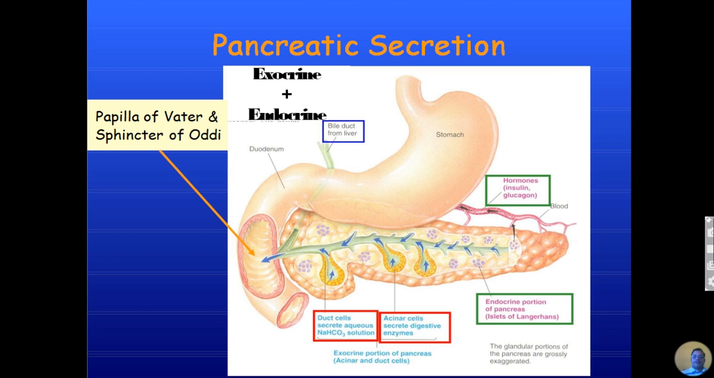So hormones are liberated from the endocrine portion, which is the islets of Langerhans, coming from the beta cells and alpha cells. Pancreatic secretion virtually drains into the duodenum. The alkaline secretion has two parts: the acinar cells, which secrete purely digestive enzymes, and the ductal epithelial cells, which secrete tremendous amounts of bicarbonate.